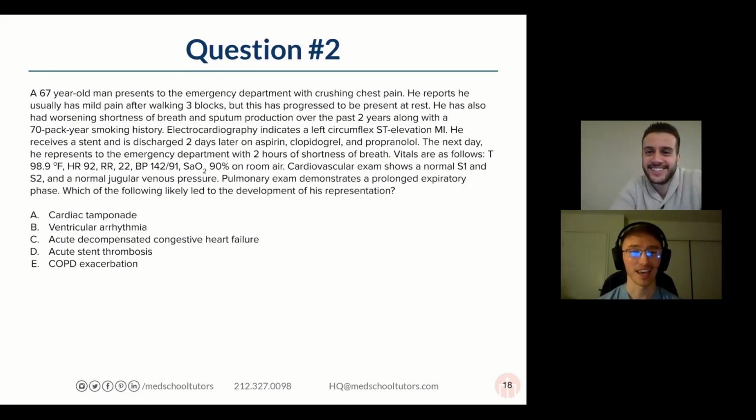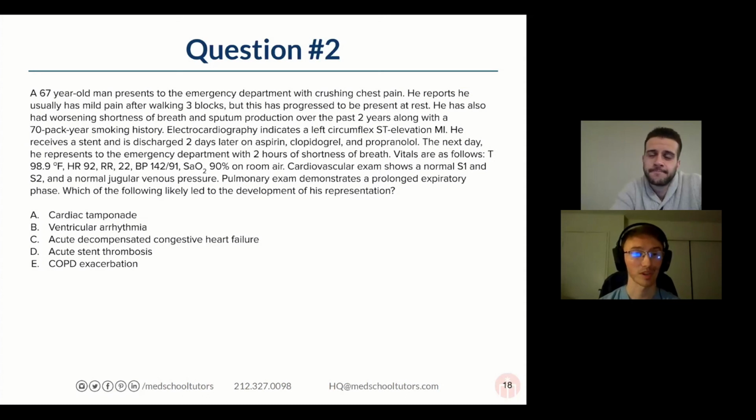Okay, so the next day, he represents to the emergency department with 2 hours of shortness of breath. So we're back, shortness of breath for 2 hours. And on this representation, here are his vitals. He has a temperature of 98.9, heart rate 92, respiratory rate is 22. That's a little bit elevated.